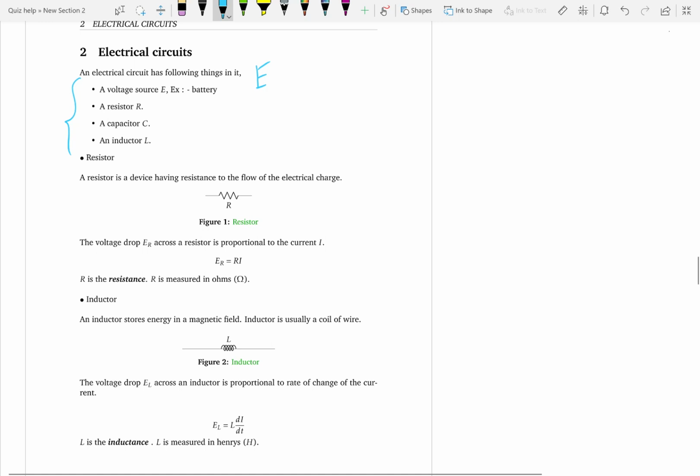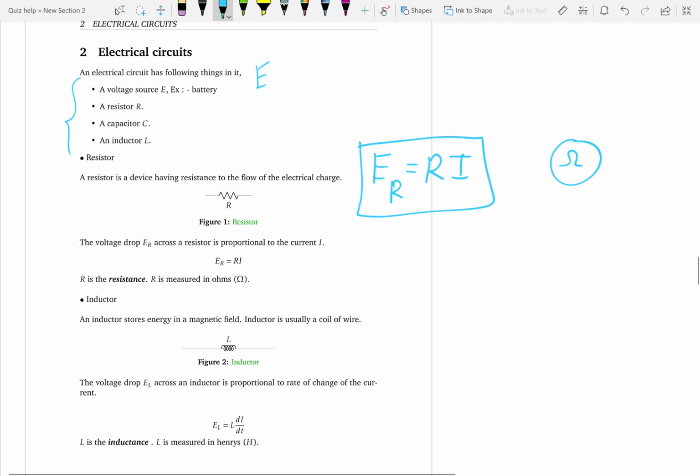A resistor is a device where the current goes through the resistor, but it has a resistance to flow of the electrical charge. Now, by Ohm's law, we can say the voltage drop around the resistor is E sub R, and Ohm says the voltage drop is proportional to the current. Let's represent current by I, and to get rid of the proportionality, we can add a proportionality constant which we call R. R is the resistance and is measured in ohms, and this is Ohm's law.